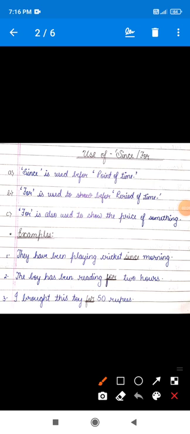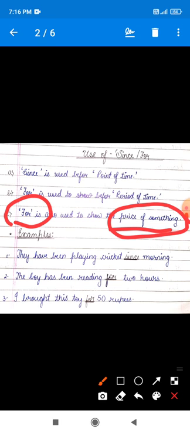Now we have one more point about the use of for. Now see, for is also used to show the price of something. When we discuss the price of any article, before the price of the article we use preposition for.